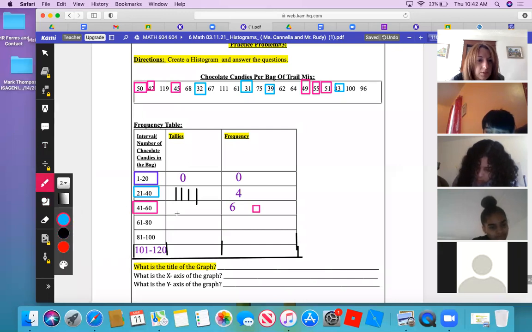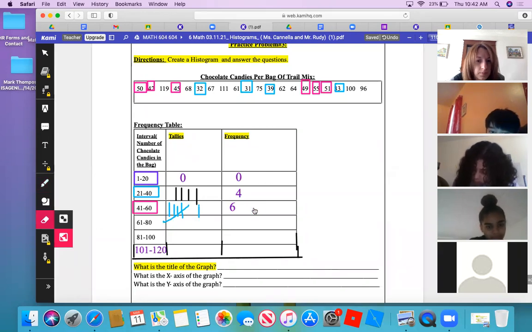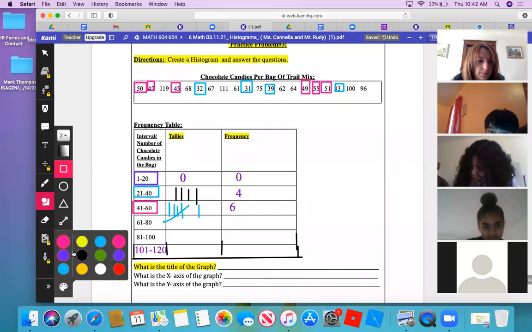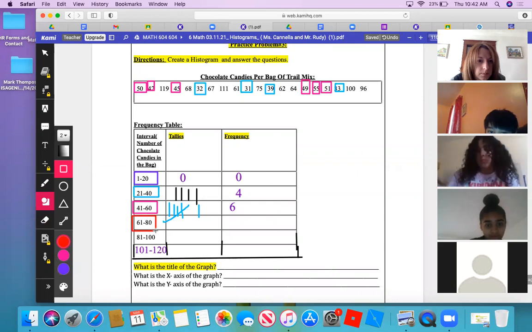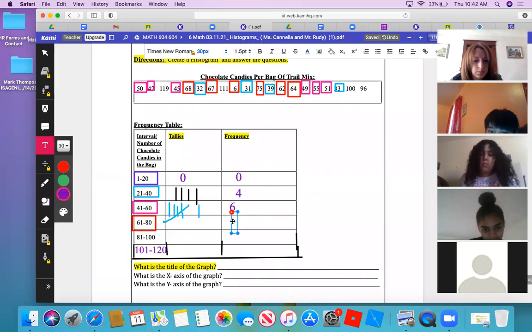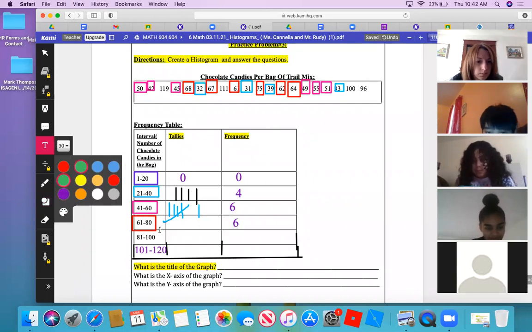What about tally marks? So it is 1 bundle of 5 and then 1 tally. Awesome. Now it's 61 to 80. So we could do 68, 67, 61, 75, 62, 64. And that's 6. So we do a pack of 5 and one tally.